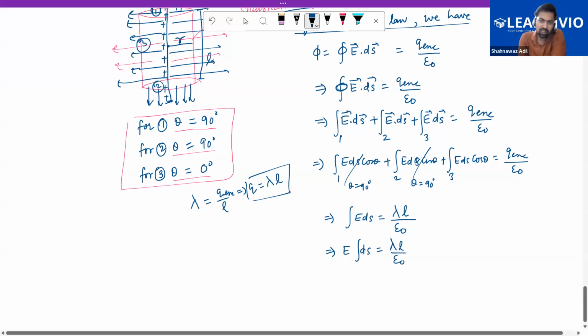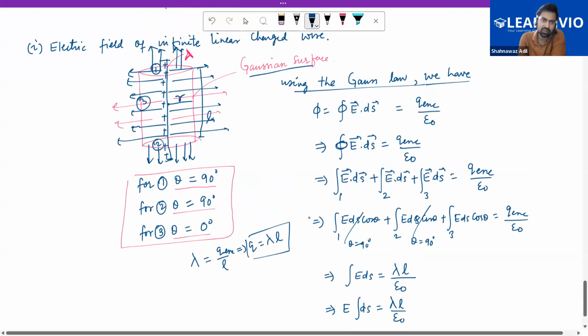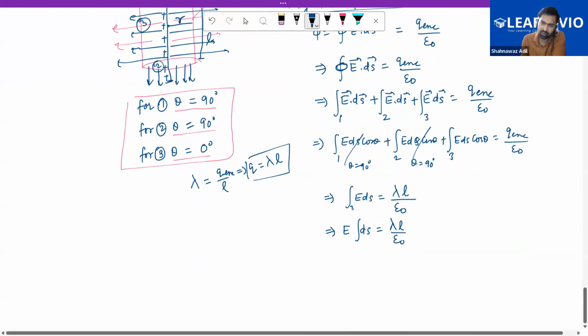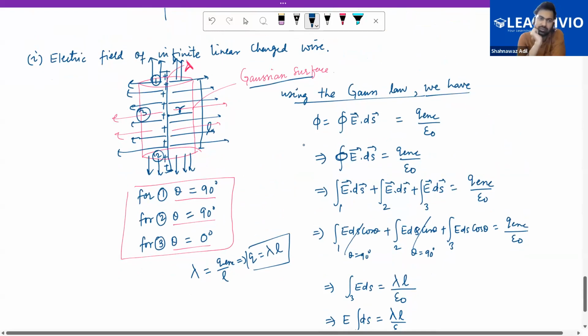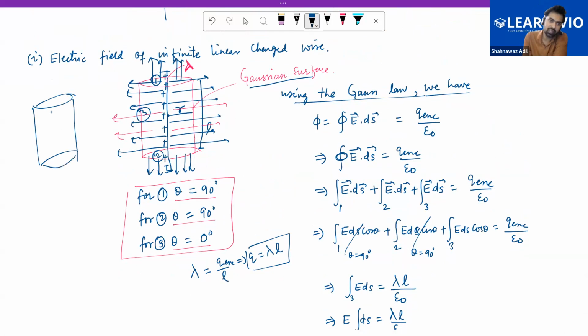This ds is the curved surface, the third one. So what is the curved surface area of the cylinder? If you have a cylinder with height h and radius r, what is the curved surface area? The curved surface area is 2 pi r h. This is the curved surface area of the cylinder, right?